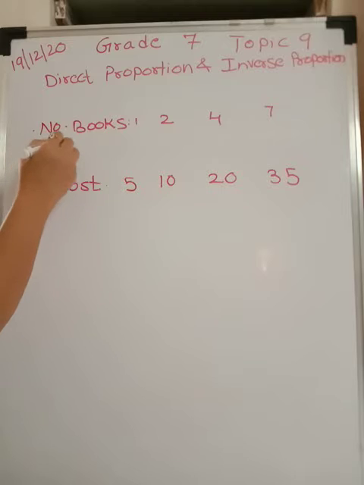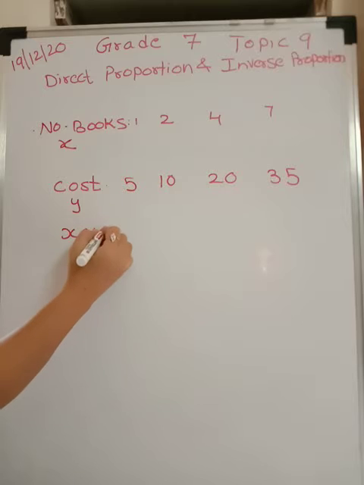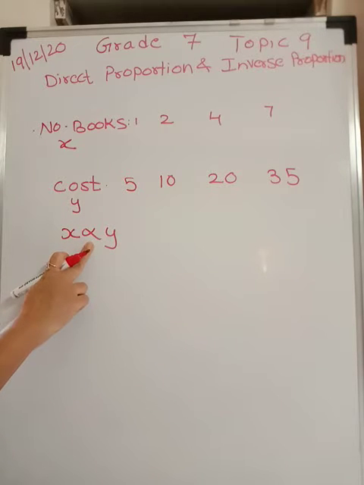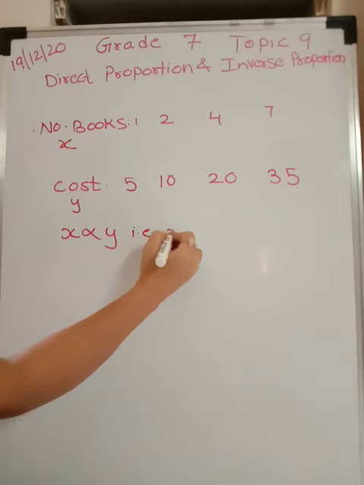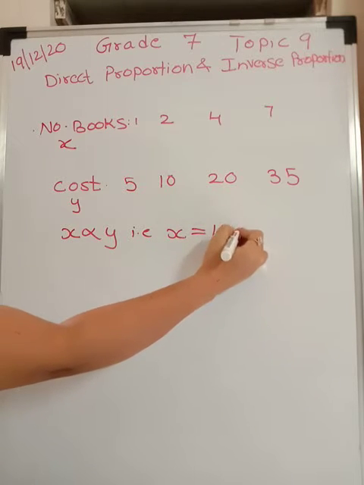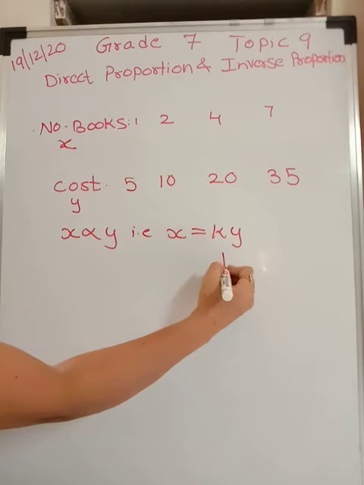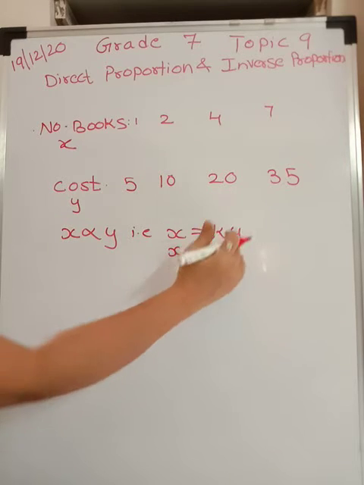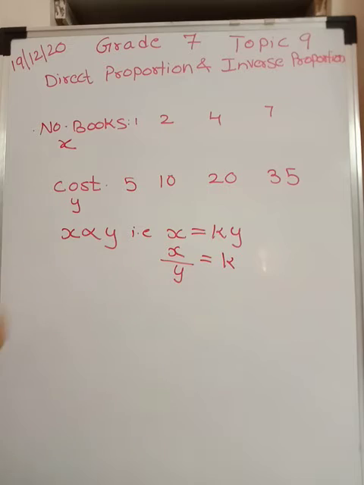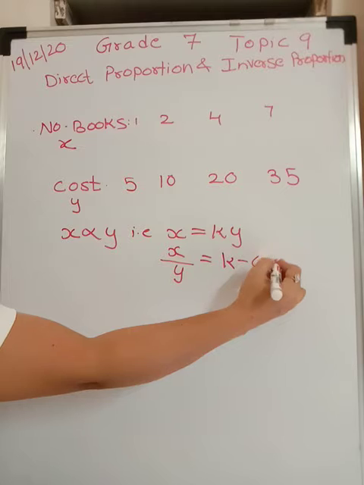So if we write number of books as x and cost as y, we say that x is directly proportional to y. This is the proportionality sign. Now if I want to remove this proportionality sign and put an equal to sign, then I have to add one constant. So this also can be written as x is equal to ky, where k is the constant of variation or proportion. And what is k? If I find out k, it will be x upon y. That means the x upon y ratio will always be k, a constant.